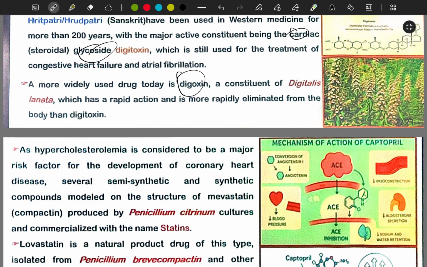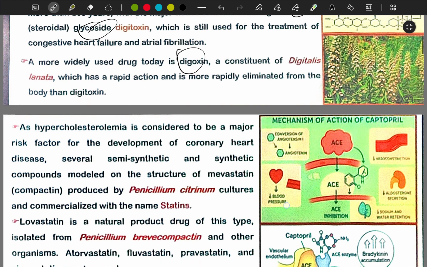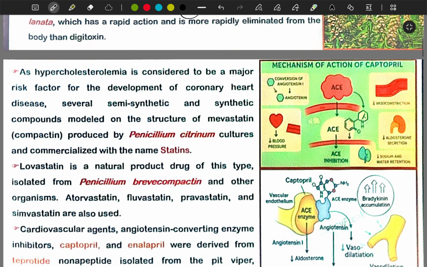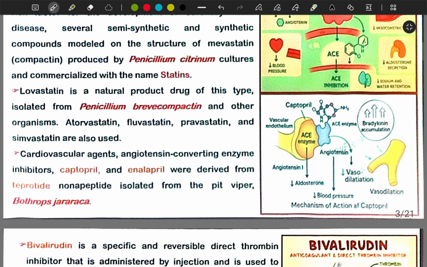Okay, weird. As hypercholesterolemia is considered to be the major risk factor for the development of coronary artery disease, several semi-synthetic and synthetic compounds modeled on the structure of mevastatin, produced by Penicillium citrinum cultures, have been commercialized with the name statins. Lovastatin is a natural drug of this type, isolated from Penicillium compactin and other organisms. Atorvastatin, fluvastatin, pravastatin, and simvastatin are also used.